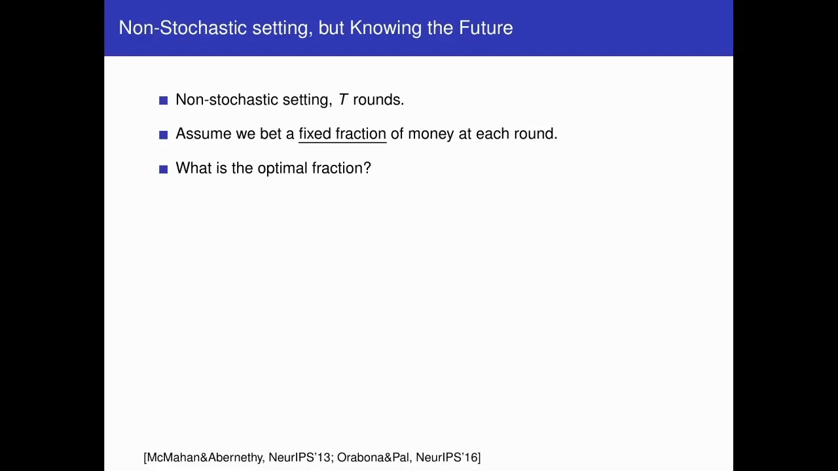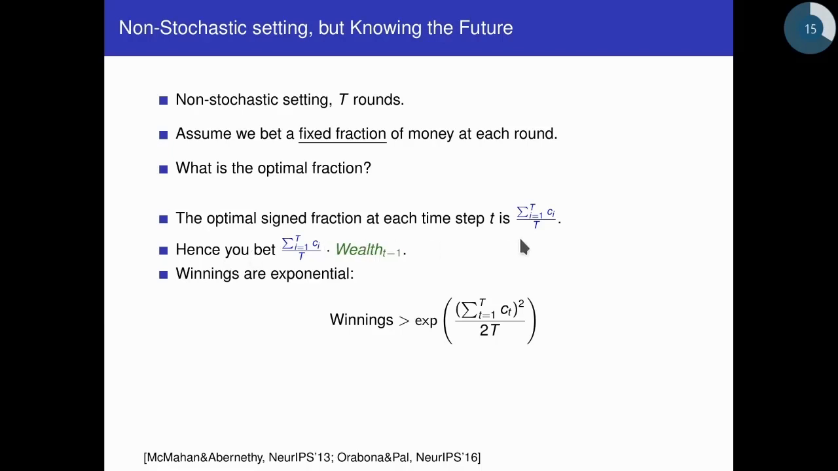Now, this is a very simple one-dimensional problem that you can solve just with the derivative. And you get that the optimal signed fraction of money is the sum of the outcome of the coins over the entire game divided by the number of rounds. Okay, and so you bet in each round this number here, that remember has a sign, because it tells you on which side you should bet, multiplied by the current money. If you do that, your money will increase exponentially over time. And now it will increase deterministically. There is nothing stochastic here anymore.